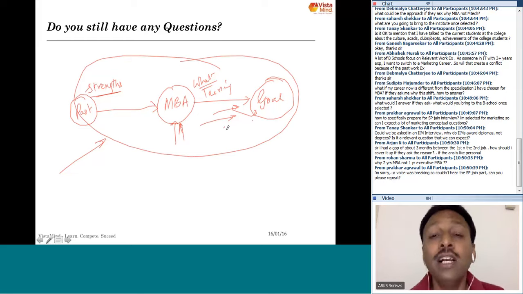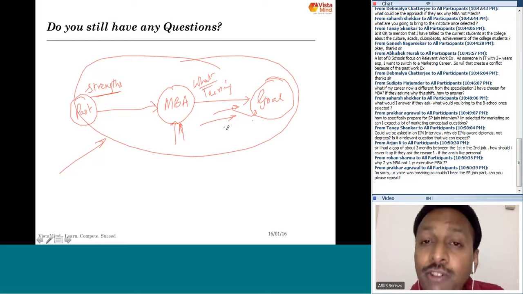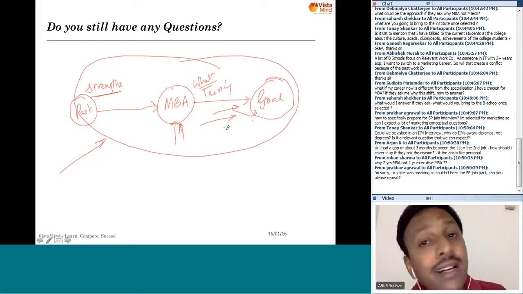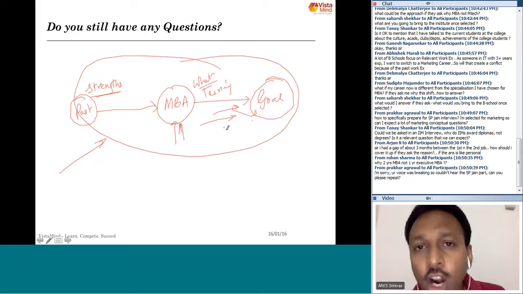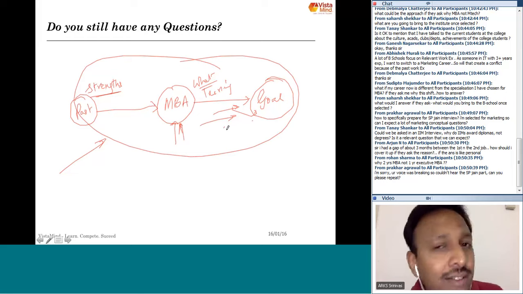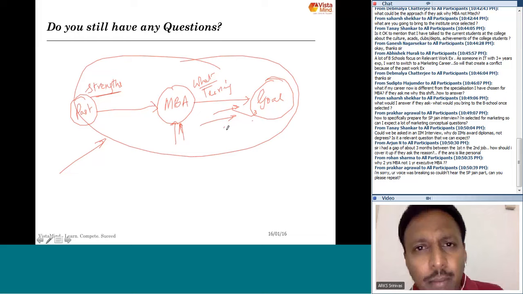Sorry, not AICTE, UGC. Only the University Grants Commission can award the degrees, and the IIMs are not recognized by UGC. Hence, they cannot give you an MBA. Please understand that. Once the new act comes in, it will automatically become an MBA. So you can't ask this question at all.